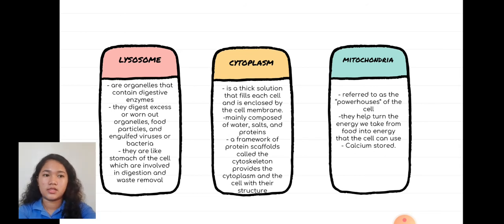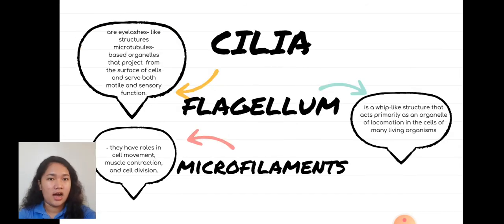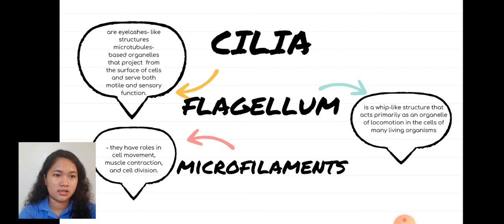Cilia are eyelash-like structures, microtubule-based organelles that project from the surface of cells and serve both motile and sensory functions. Flagellum is a whip-like structure that acts primarily as an organelle of locomotion in the cells of many living organisms. Microfilaments. They have roles in cell movement, muscle contraction, and cell division.